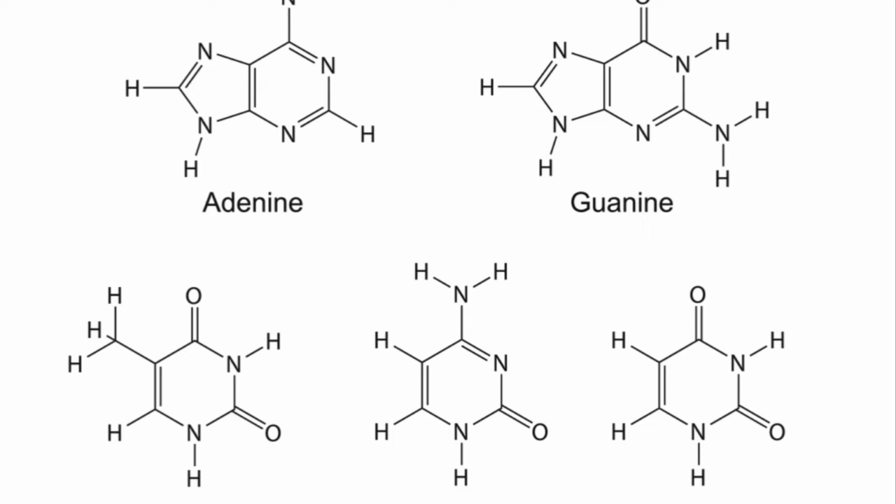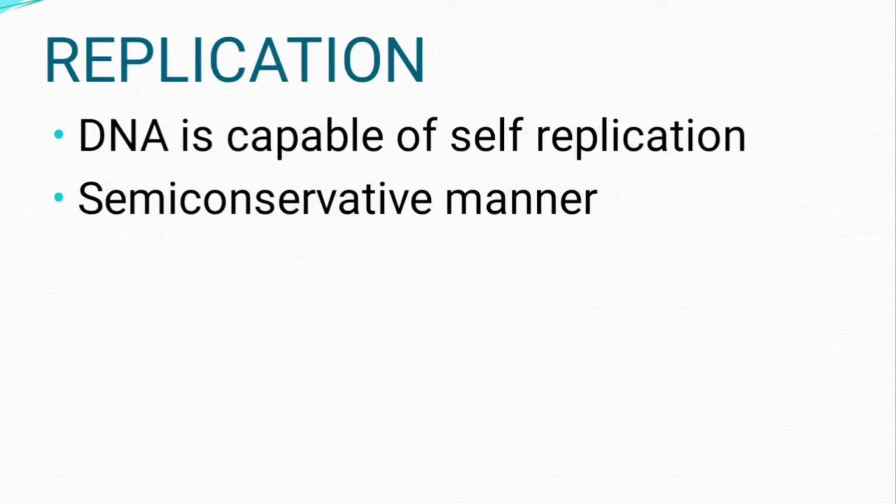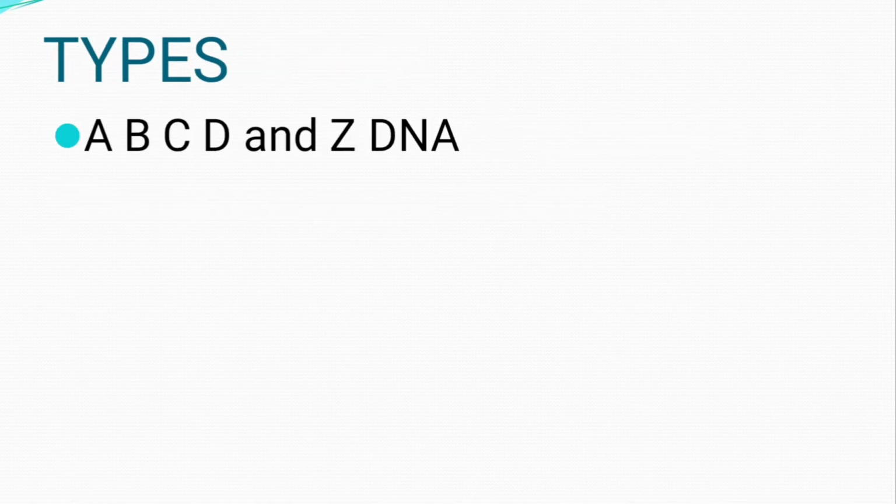Okay. Then shape. Already I said DNA is a linear shape in eukaryotes. And in prokaryotes and mitochondria they are circular in shape. It's very important. Then coming to the replication. Actually DNA is self-replicating. The only genetic material which is capable of self-replicating is DNA. Okay, and DNA replication means nothing but producing identical copies of DNA. It is a separate topic and an important topic too. It replicates in a semi-conservative manner. It is very important. Coming to the types, A-DNA, B-DNA, C-DNA, D-DNA and Z-DNA are the types.